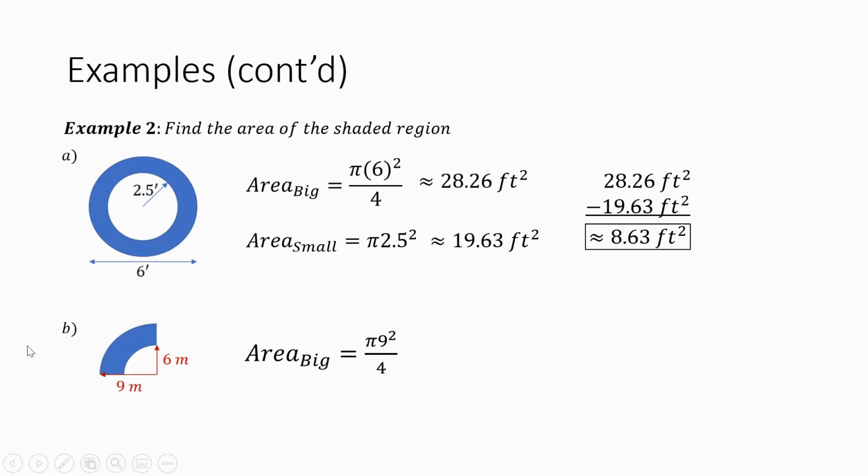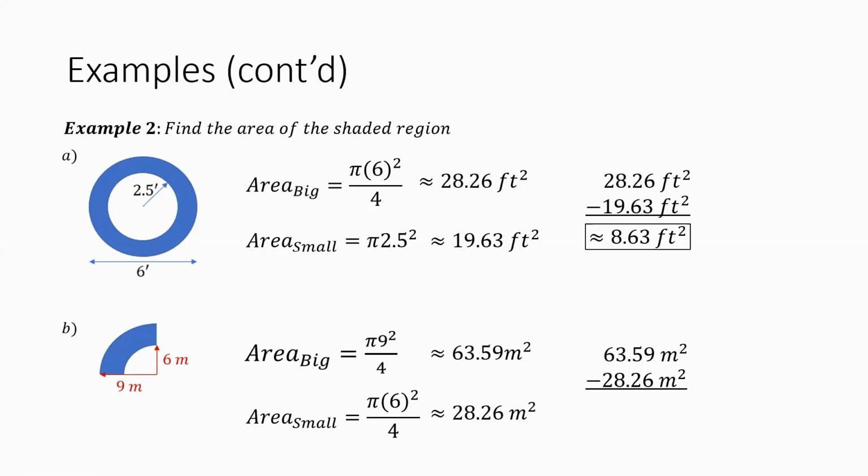So to find the area of my big circle, I would do pi times 9 squared, and then since I'm only doing 1/4 of it, I divide that by 4. That's 63.59 meters squared. And then to find the area of my small circle, I would do pi times 6 squared, and since I'm dealing with 1/4 of a circle, I would divide that by 4 as well, giving me 28.26. Now if I subtract the 2, I find the area of that shaded region to be 35.33 meters squared.